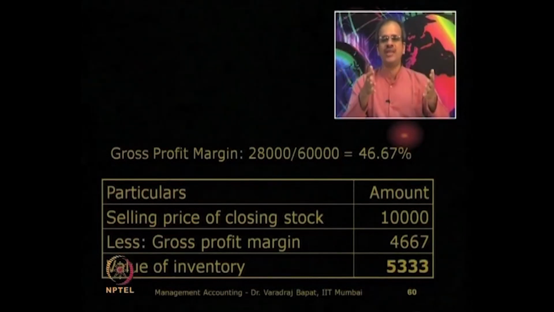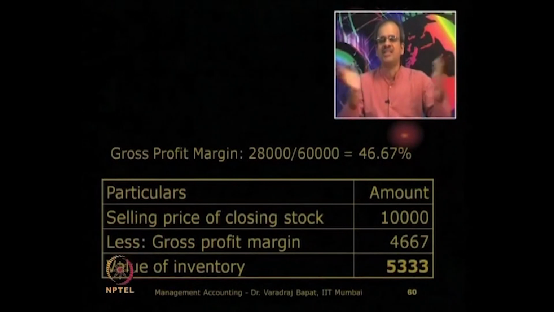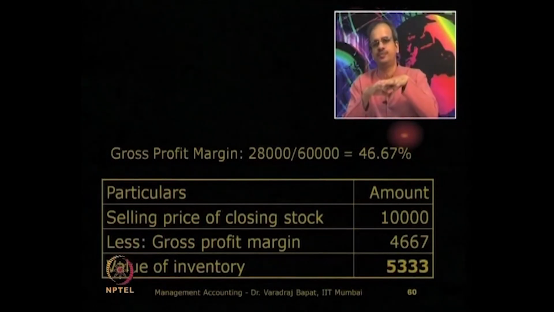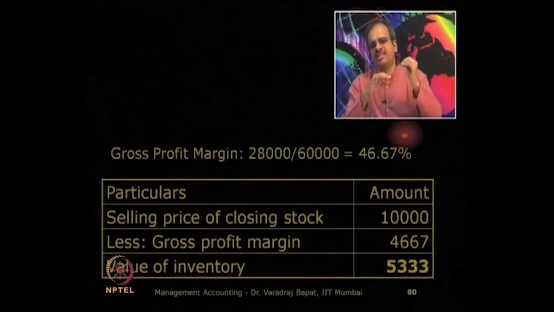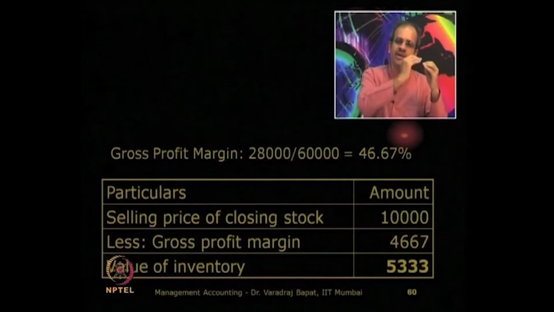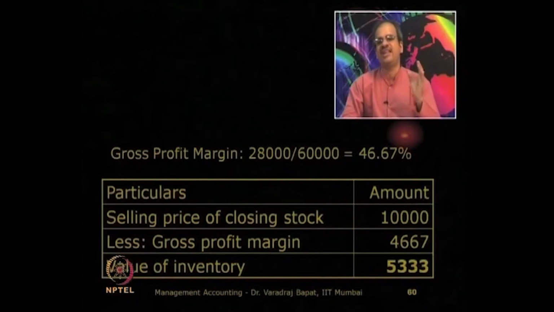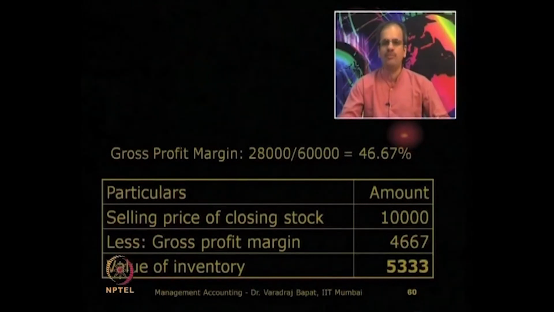So, here you can see that since there may be a large number of items, it may be very difficult to know the cost of each item. So, we have estimated a selling price as 10,000, we have reduced the profit margin. So, we get the cost of inventory as 5333. This is also one of the methods of valuation of inventory.